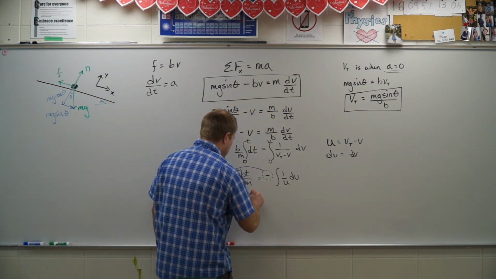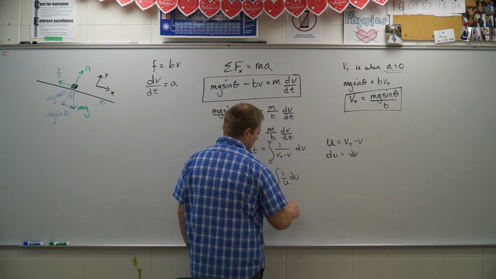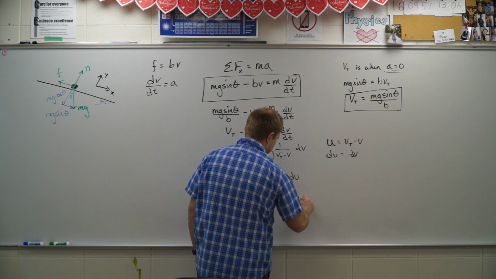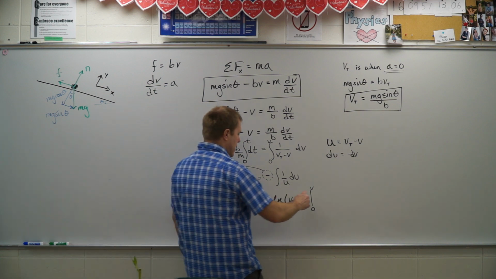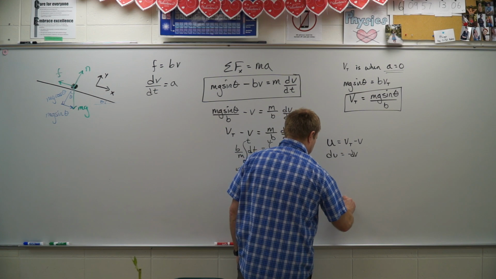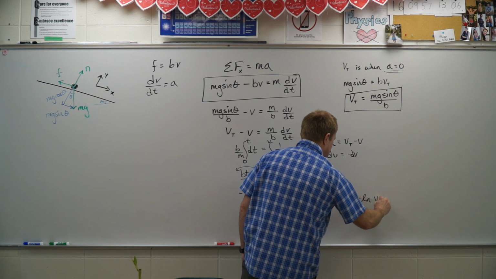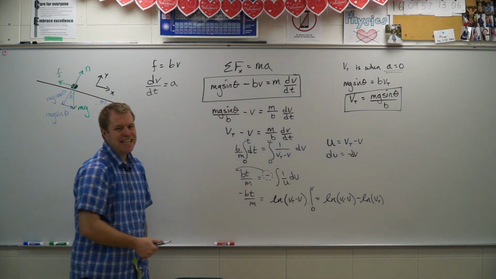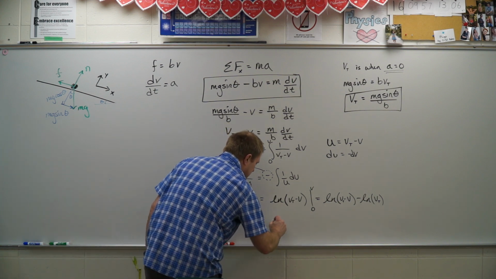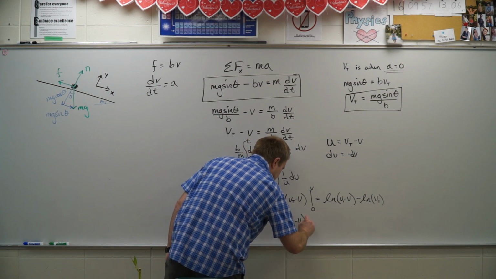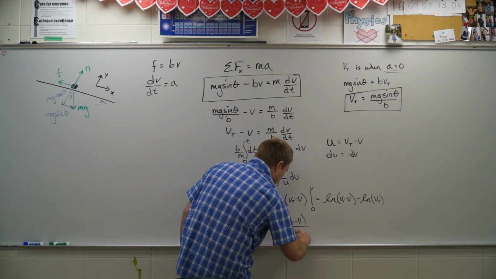Okay, so I have negative bt over m is equal to the natural log of vt minus v evaluated from 0 to v. Putting this together, I end up with the natural log of vt minus v minus the natural log of just vt. So in subtracting natural logs, I can actually divide those. So now I have negative bt over m is equal to the natural log of vt minus v divided by vt.